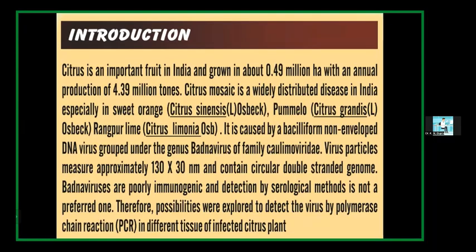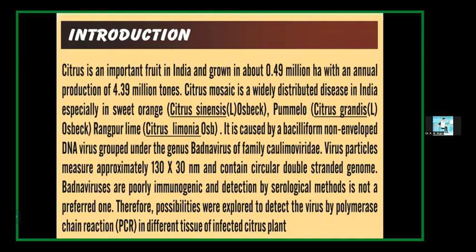Citrus is an important fruit in India and is grown on about 0.49 million hectare with an annual production of 4.39 million tons. Citrus mosaic is a widely distributed disease in India, especially in sweet orange, pomelo, and rangpur lime. It is caused by a bacilliform non-enveloped DNA virus group under the genus Badnavirus of family Caulimoviridae. The virus particle measures 130 nm and contains double-stranded DNA.